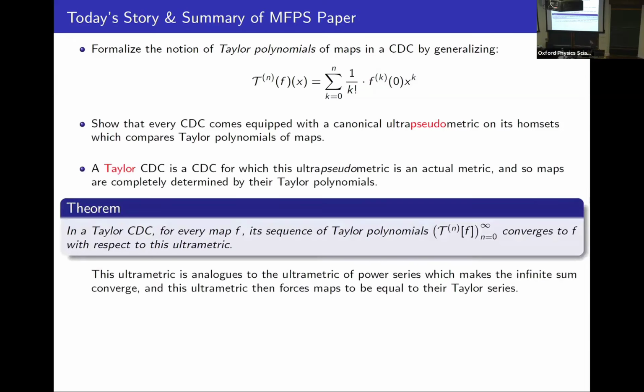And then I'll say that a Cartesian differential category is Taylor if that pseudometric is actually a metric. And this amounts to saying that maps are completely determined by their Taylor polynomials. And therefore, the main result of the paper is that in a Taylor Cartesian differential category, or a Taylor CDC, every sequence of Taylor polynomials converges to the function f, and therefore every map is equal to its Taylor series.